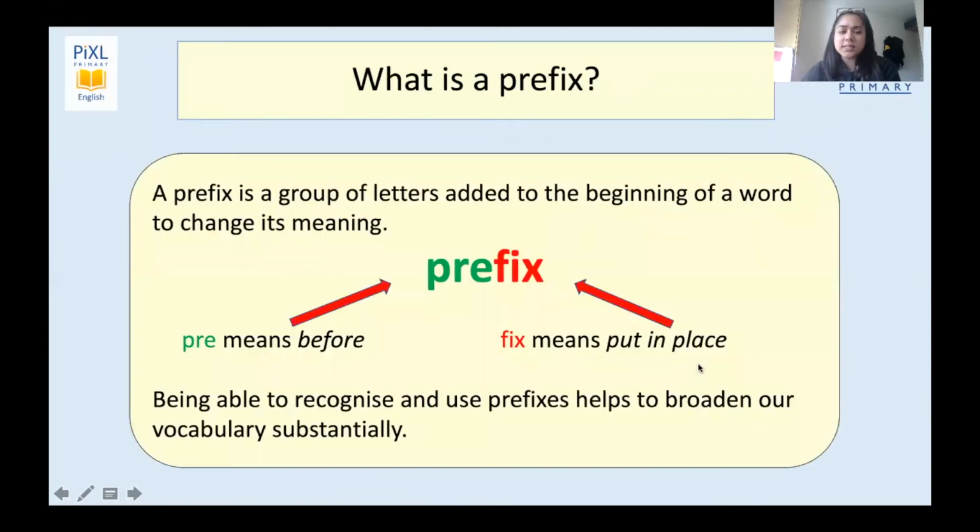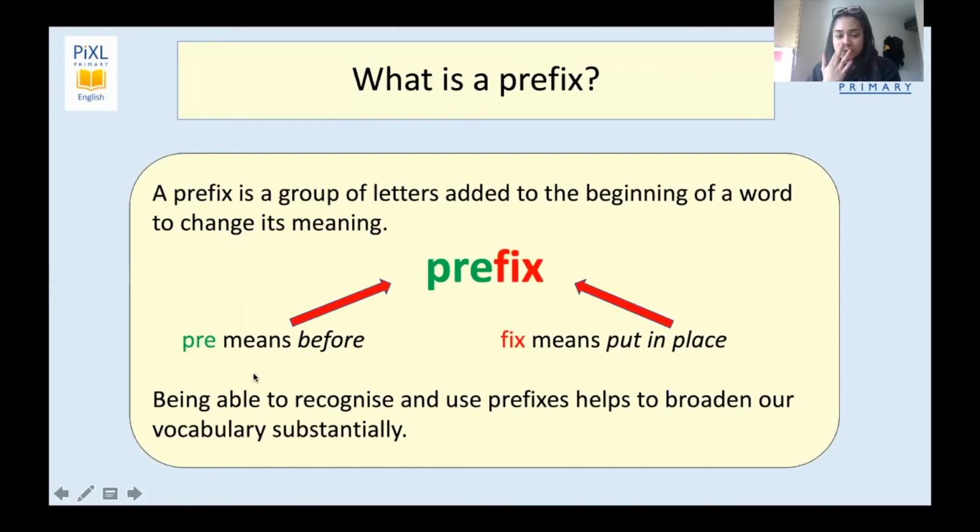Okay, so what is a prefix? Hopefully you should all know this by now, but let's go through this quickly. A prefix is a group of letters added to the beginning of a word to change its meaning. So in this case, pre means before and fix means put in place. So it's a word that is put in place before a string of letters.